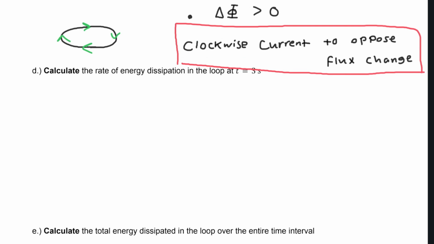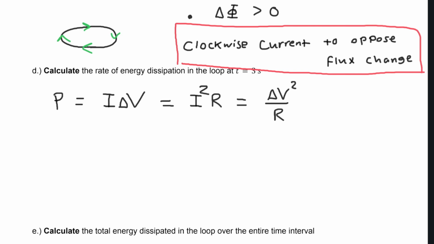All right, rate of energy dissipation at t equals 3 seconds. Well, there's a few expressions for power we have access to. Because again, power is the rate of energy dissipation. So I delta V is the definition. Or you could do some substituting with Ohm's law and come up with I squared R or delta V squared over R.